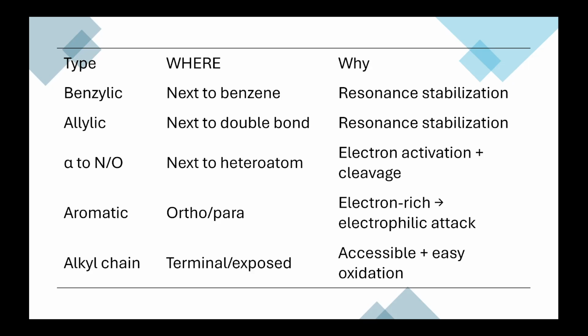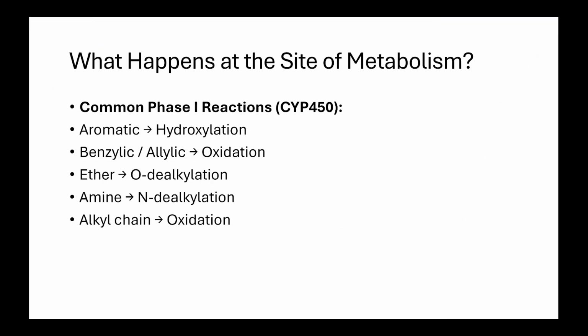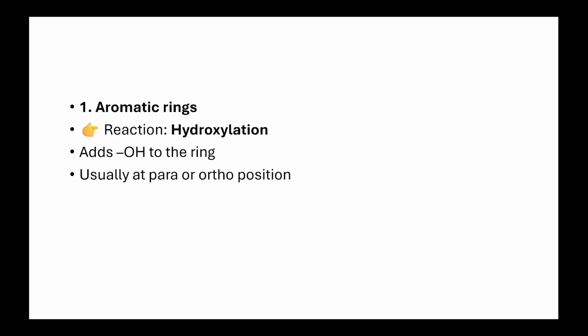So here's the summary. What happens at the site of metabolism? This is just the summary of the metabolism earlier. For the aromatic rings, it is hydroxylated, meaning you attach hydroxyl. For benzylic and allylic, you have oxidation. For ether, you break the chain using O-dealkylation. For amines, you have N-dealkylation. And for our alkyl chain, we have oxidation.